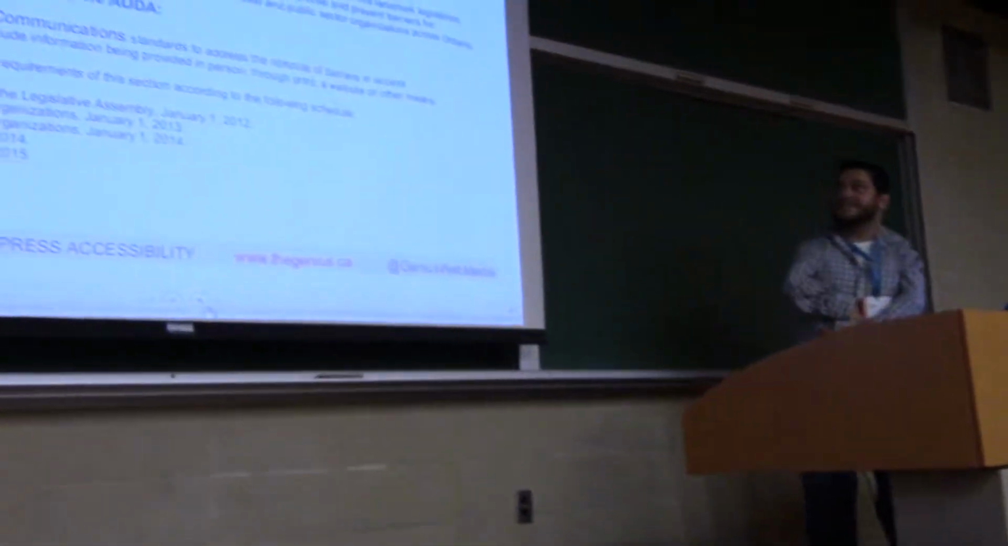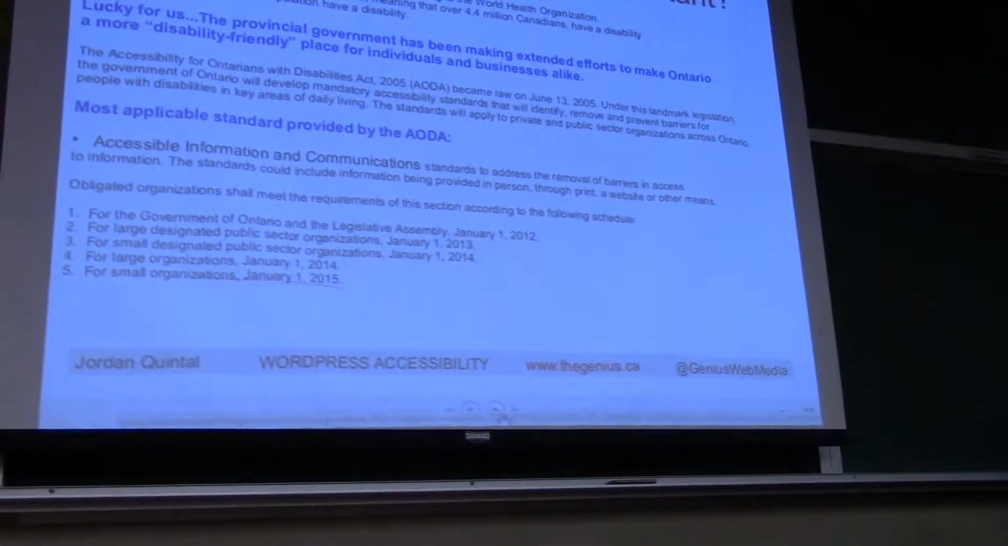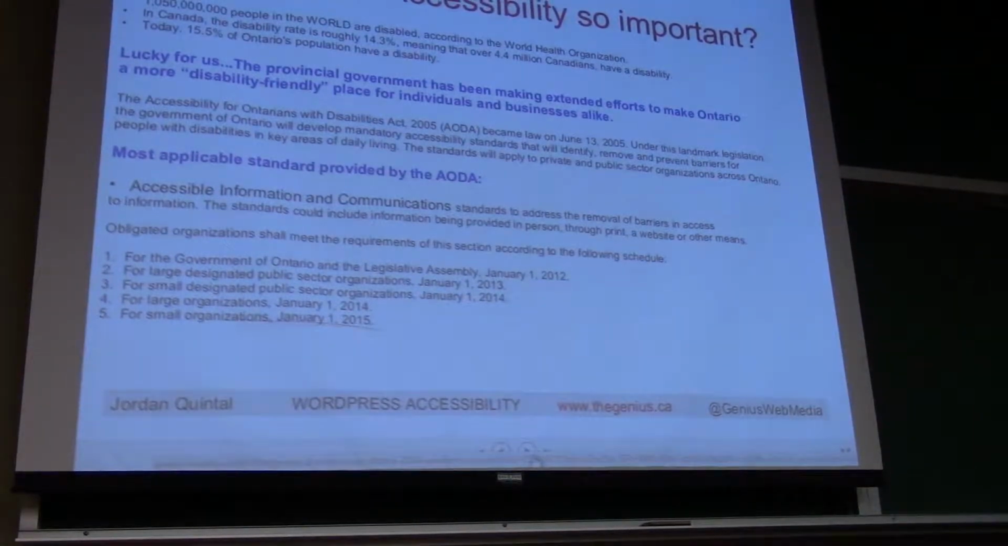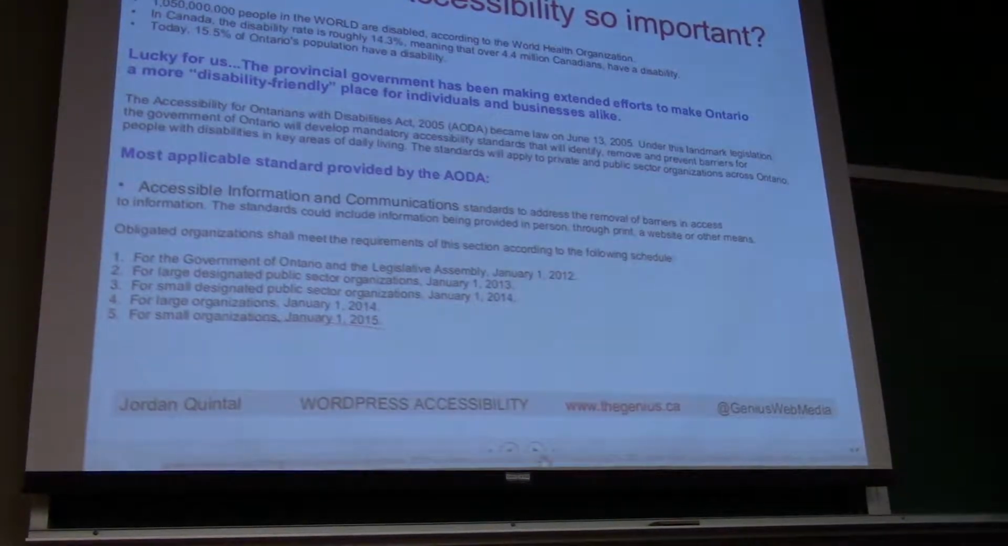So why is web accessibility so important? Here are a couple of stats that you may be interested in. Over 1 billion people in the world are disabled, according to the World Health Organization. Right? So that's a lot of people.